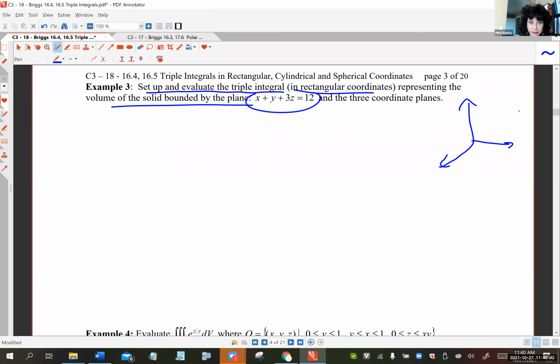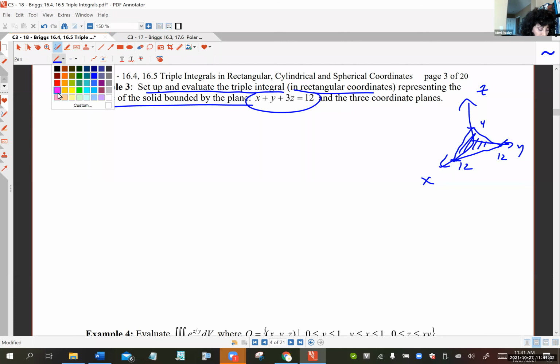And you know how to find the x, y, and z intercepts of this plane. I get 12 for the x-intercept, 12 for the y-intercept, and 4 for the z-intercept. And so the portion of the plane looks like that in the first octant, and that's one of the sides of the solid. The other sides of the solid are just the coordinate planes. So this is like a tetrahedron. It's a 4-sided nice solid. Great, go get the volume. Fine.